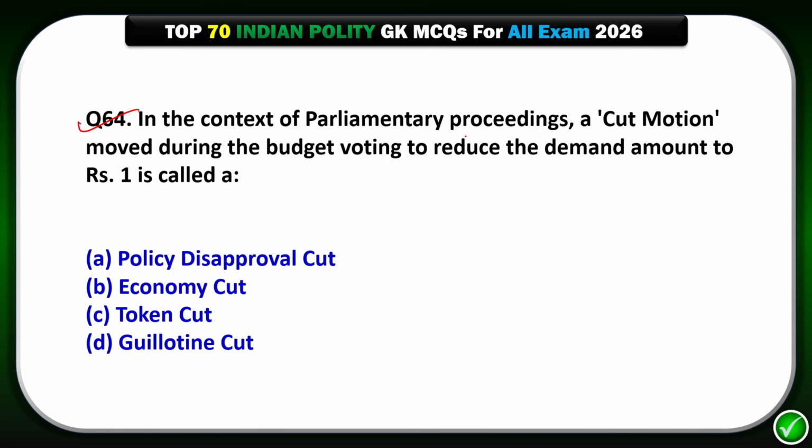64. In the context of parliamentary proceedings, a cut motion moved during the budget voting to reduce the demand amount to ₹1 is called? Option number A, policy disapproval cut.